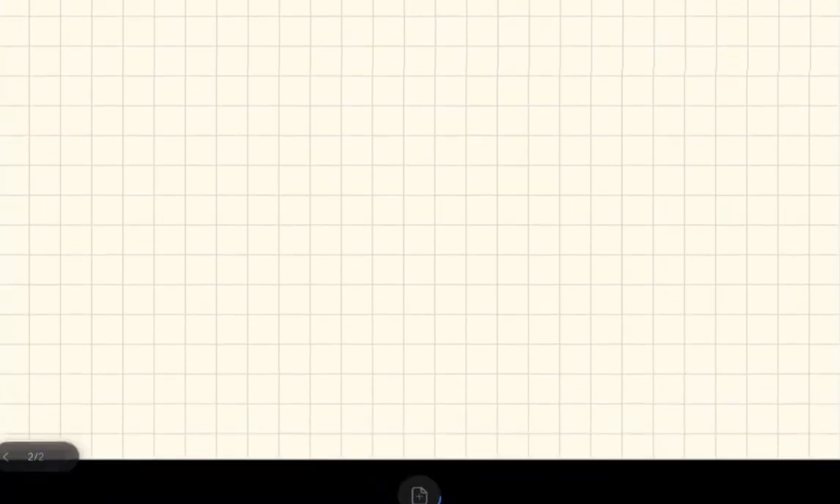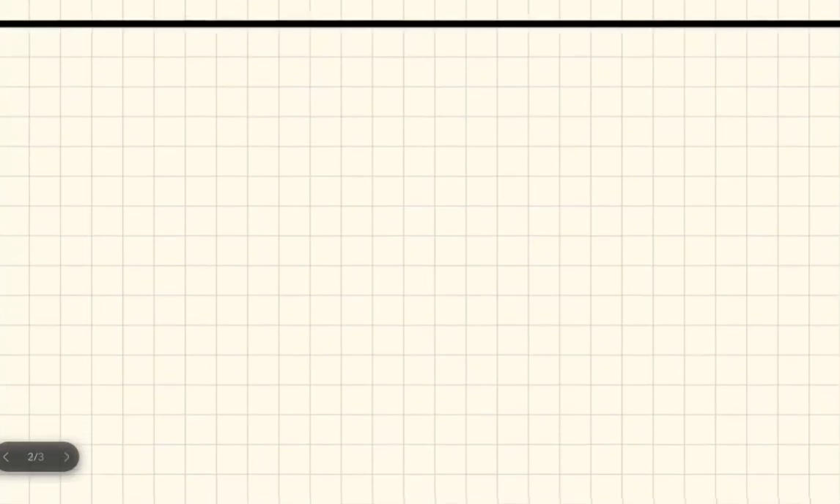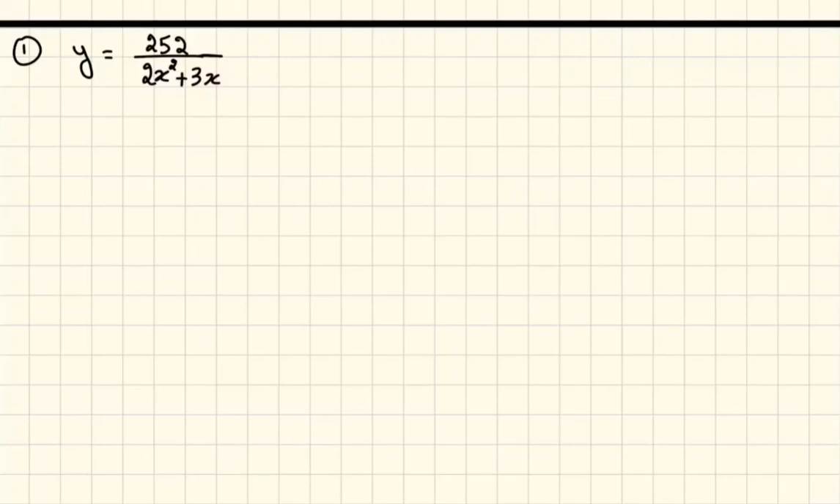Let's do some examples. Number 1. Let's say we have y equals 252 over 2x squared plus 3x. If you want to think about this question, the best way to do it is to write 252 alone multiplied by 1 over 2x squared plus 3x.